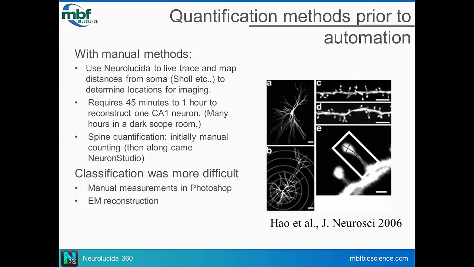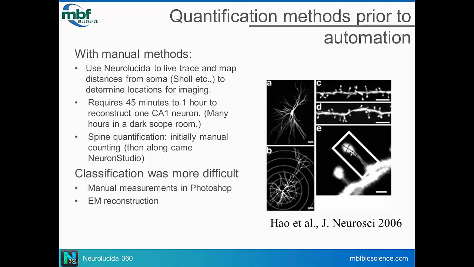And then to do the spine quantification, it was all manual as well. So you would upload the stack into Neurolucida and then go through the Z, counting them one at a time. That was just counting; it wasn't even classifying. Classifying was more difficult. There are a few papers from John Morrison's group, which we just highlighted here, where they actually went on Photoshop and did manual measurements of thousands and thousands of spines, looking at head diameter, neck length, neck diameter, head volume, and it's a lot of painstaking work.